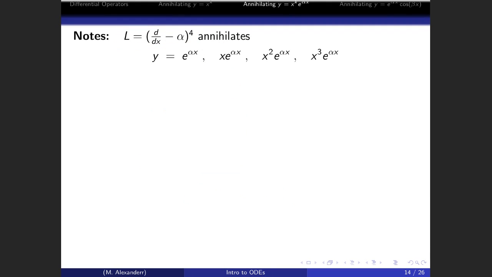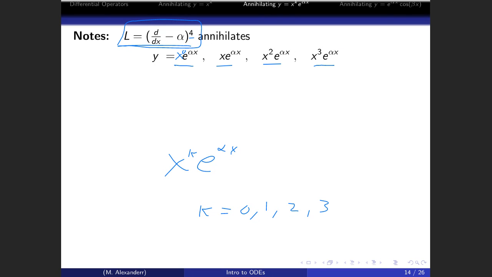Now I want to make this a little bit more general. We bump up a level, and so again, the same type of operator, but now this is the power 4. And so we see that this is going to cancel out x to the power k, e to the alpha x, and then the k can be any value 0, 1, 2, or even 3, but not 4. Remember, this is the same thing as x to the 0 power. All right, so these are the functions that are canceled by the operator L.